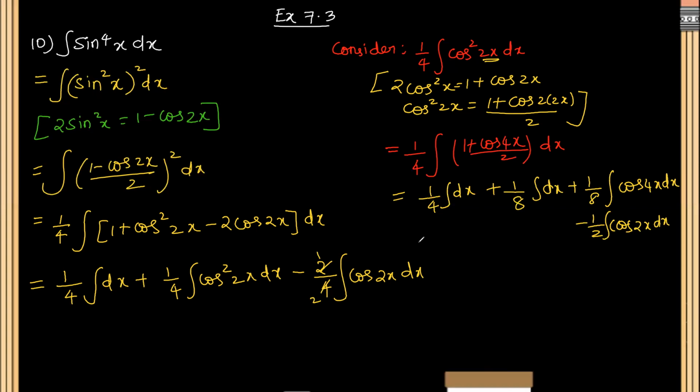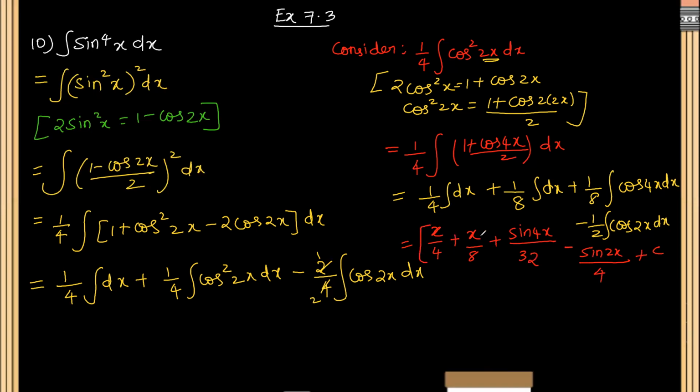When we integrate, 1 by 4 into integral dx will become x by 4. Plus again here, the integration of dx is x, so x by 8, and cos 4x will be sin 4x. The coefficient of x is 4 and 8 we have outside, that becomes 32. Minus cos 2x is sin 2x, the coefficient of x is 2, and already 2 we have outside, so that becomes 4, plus c.